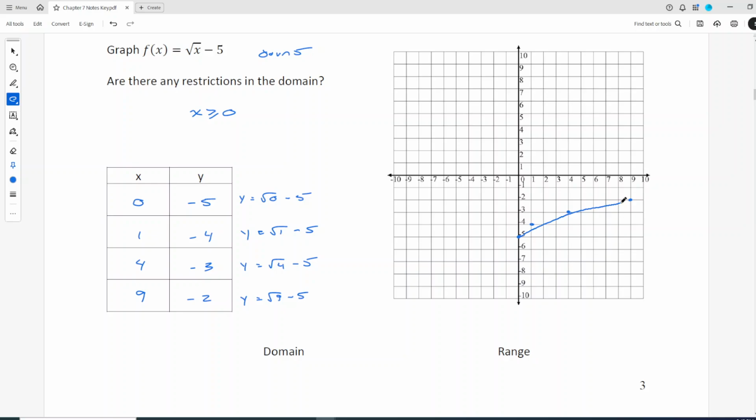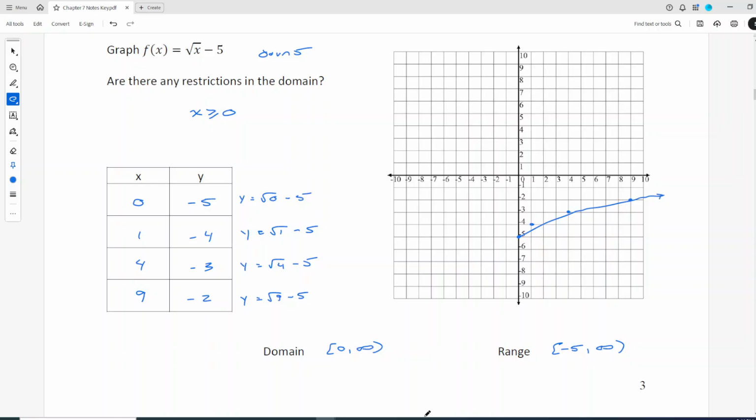So you can either think of this as a transformation, right, down 5, or you can think, okay, my x values are 0, 1, 4, 9. What are my y values going to be? And just graph it with a table of values. So my domain for this one is still 0 to infinity, and my range this time is negative 5 to infinity. All right, go and practice that part.